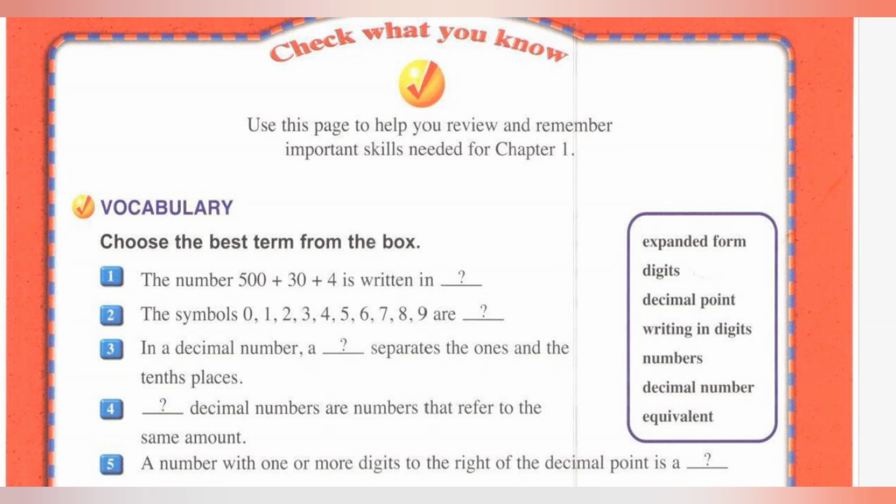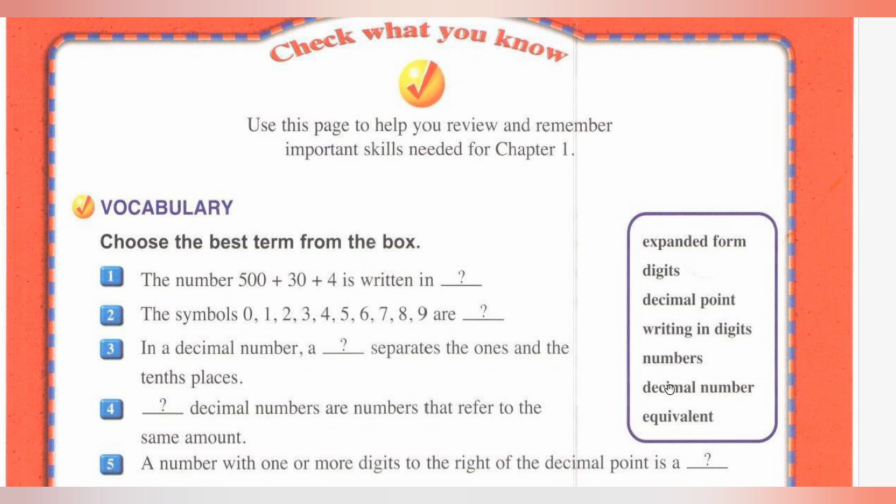And this is page number 3 and the task is vocabulary. Choose the best term from the box. We have a box and 5 questions, and there are 7 terms or expressions, and we must choose only 5. The number 500 plus 30 plus 4 is given, and you must choose. So it's expanded form, of course.